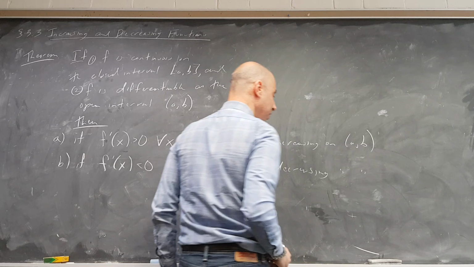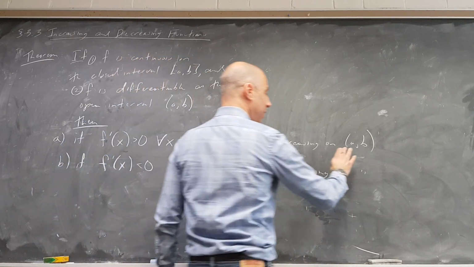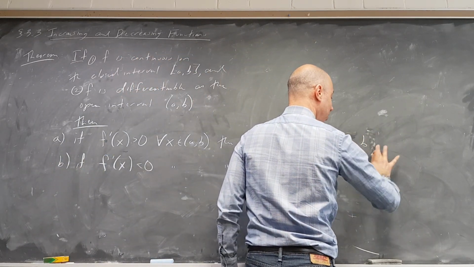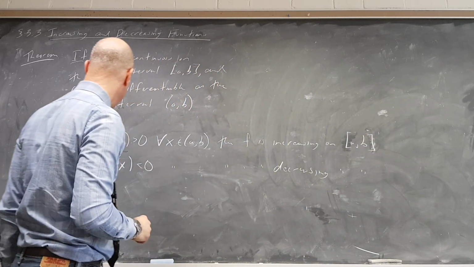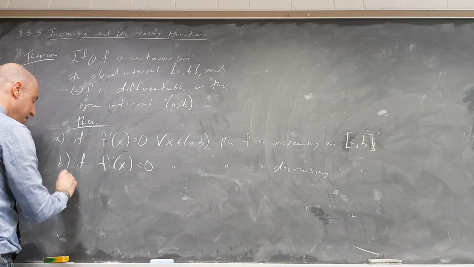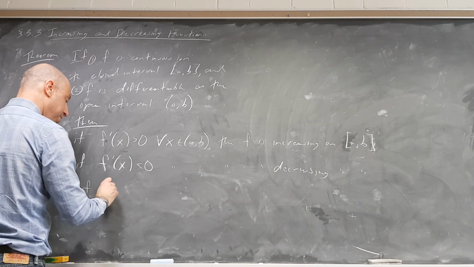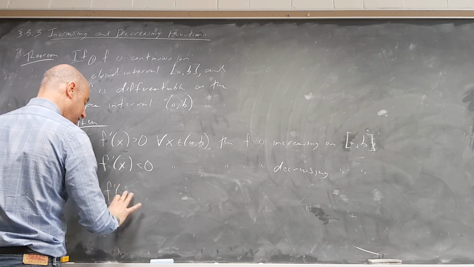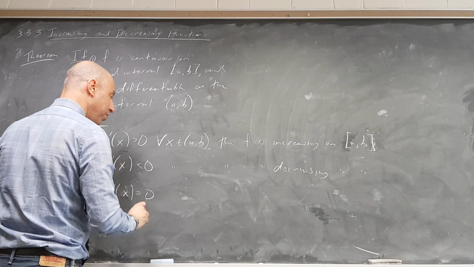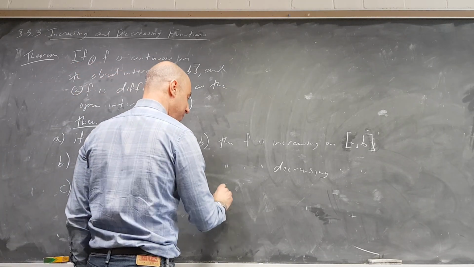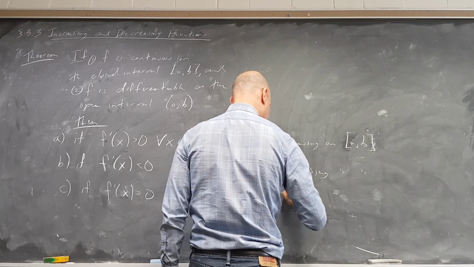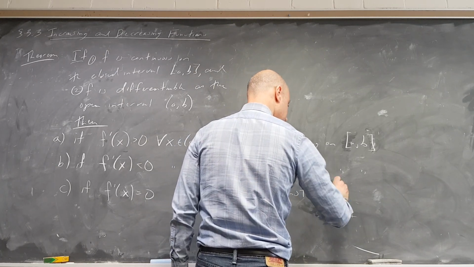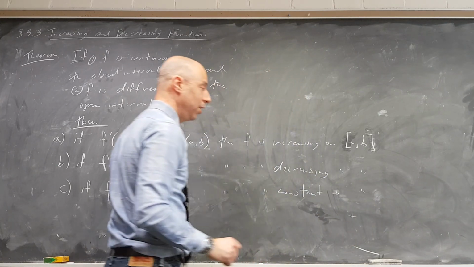on that interval. We can actually do a little bit better than this. We can put these in square brackets. And lastly, if f prime of x equals 0 for all x in (a, b), then f is constant. It's a horizontal line on that closed interval.